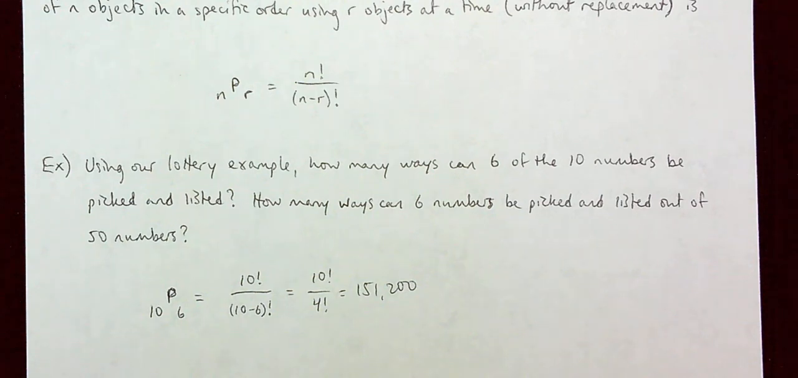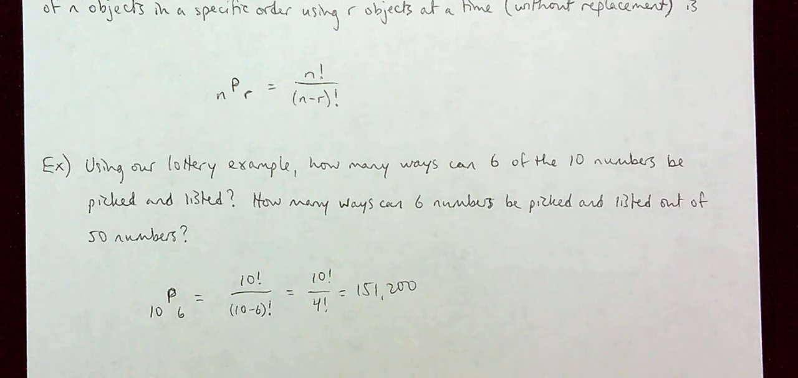And once again, you could take 10 factorial and write it as 10 times 9 times 8 times 7 times 6 times 4 times 3 times 2 times 1. And you could also take 4 factorial and write that as 4 times 3 times 2 times 1. And then cancel out common factors and then just multiply together the numbers that you have left over. So that's how many ways we can pick 6 of the 10 numbers.